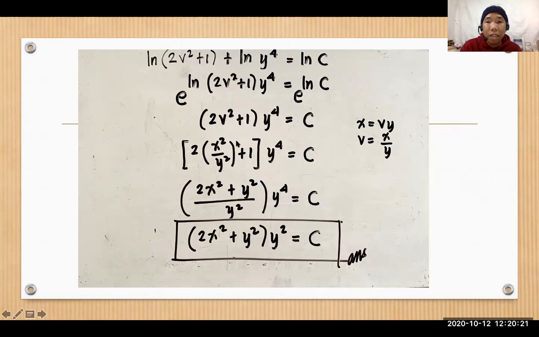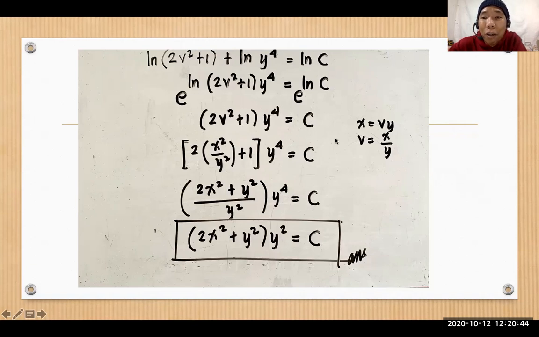take the anti-ln to remove the logarithmic function. So e raised to ln of this argument is equal to 2v squared plus 1 times y raised to 4. E raised to ln of c is equal to c. Now we were able to eliminate the ln in our equation. Now the next step is, of course, this is not your final answer yet.